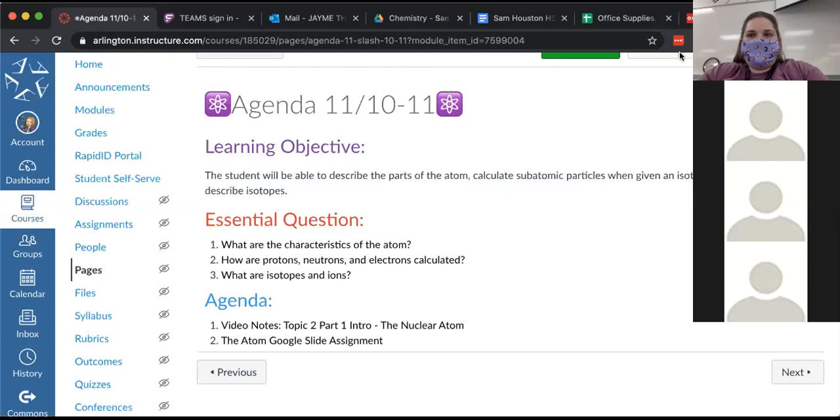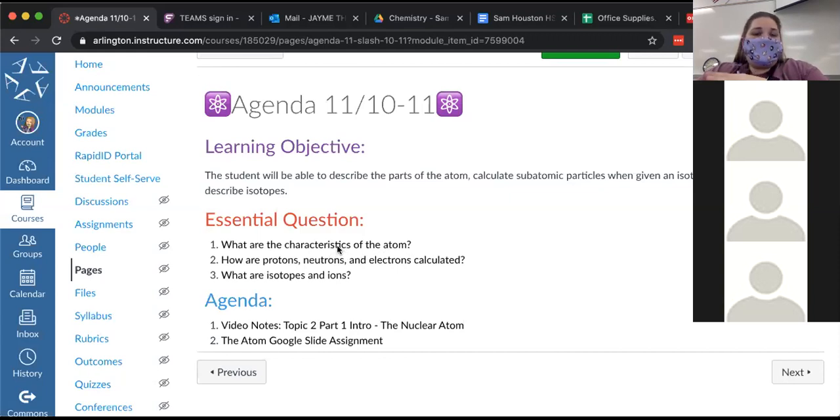Okay, so on Canvas, you guys have your topic for the day. It says you're going to be able to describe the parts of the atom, calculate subatomic particles when you're given an isotope symbol, and describe isotopes. So here's kind of your questions. And again, none of this should be new information.